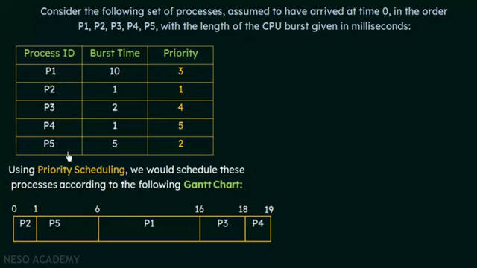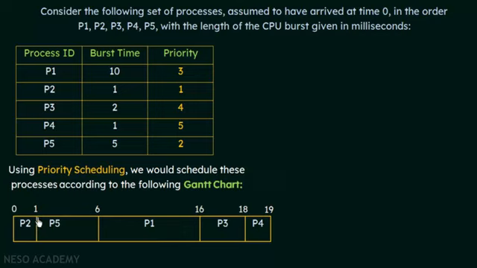If we look at these processes, which process has the highest priority? As I already told you, the smaller the value, the higher the priority. Here process P2 has a priority of 1. So P2 is the one with the highest priority in this list, and it will be the first to get the CPU. And how long will P2 execute? P2 will execute for 1 millisecond because that is its burst time. So P2 executes from 0 to 1 milliseconds.